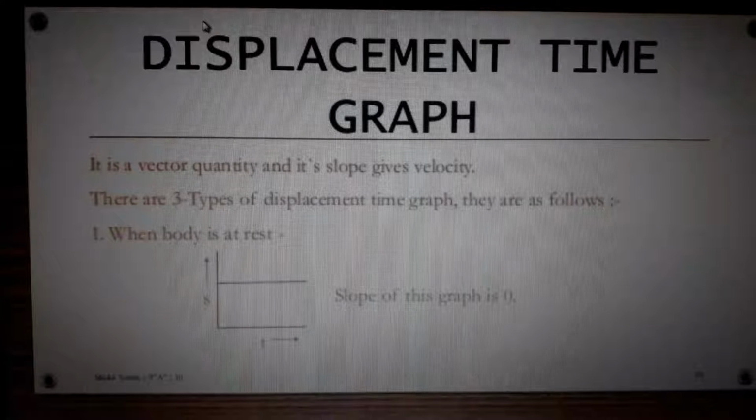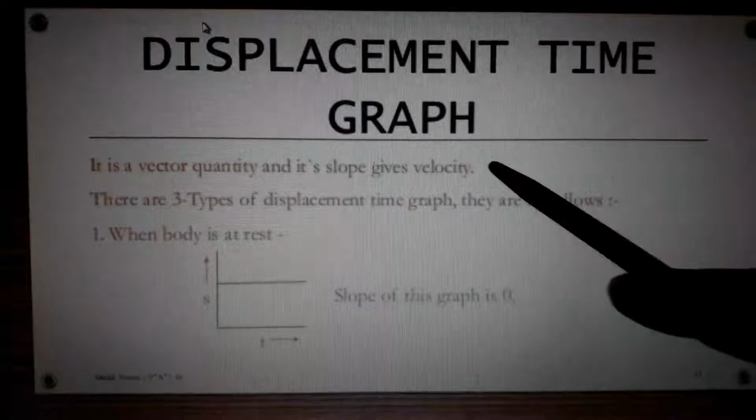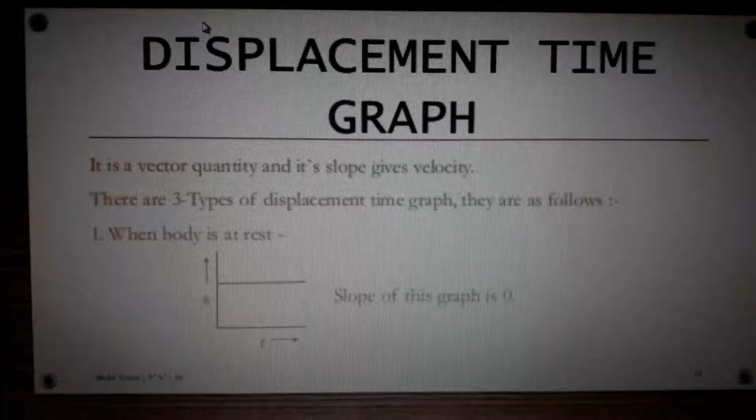Here also three types of displacement time graphs are there. The first one, any difference from the distance time graph? Nothing. Understood? Here, the slope gives velocity. That's the difference between these two graphs, displacement time graph and distance time graph. The slope of the distance time graph gives speed, and the slope of the displacement time graph gives what? Velocity. Okay, let's start.